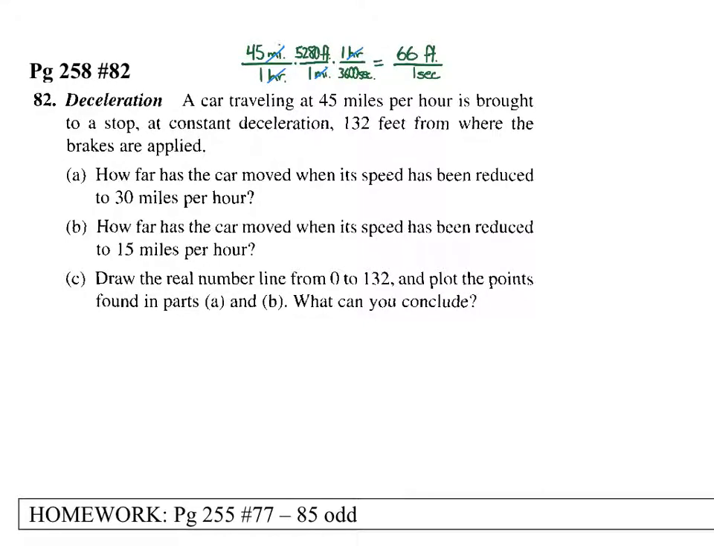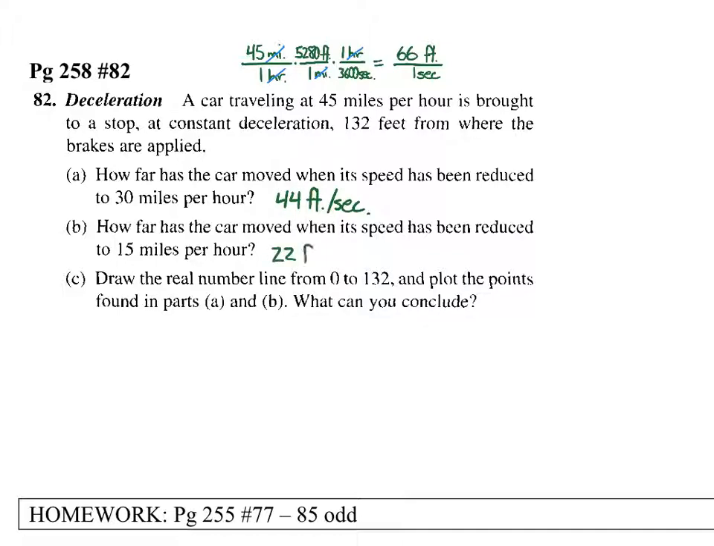convert the speed here from miles per hour to feet per second. So we have 66 feet per second. All right, so we can actually do these other two speeds while we're at it. 30 miles per hour is going to be how many feet per second? 44 feet per second. And 15 miles per hour is 22 feet per second.